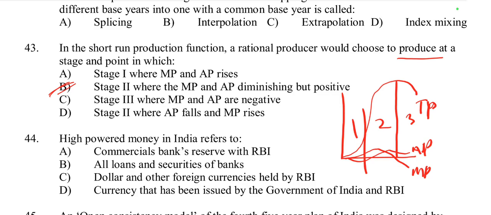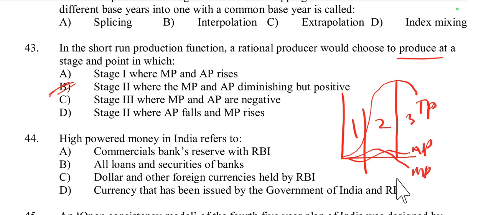In stage 2 of production, the marginal product and the average product are positive but diminishing. Here the marginal product is positive and the average product is positive, but they diminish in the second stage. This stage is where production is still efficient and the producer maximizes output, without experiencing the inefficiencies of stage 3.